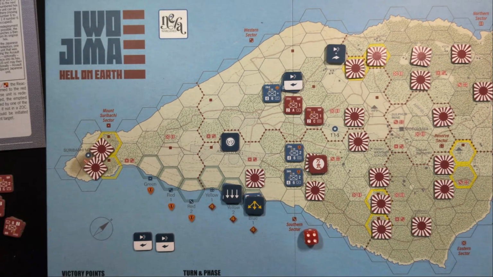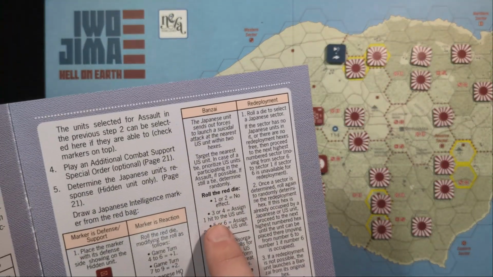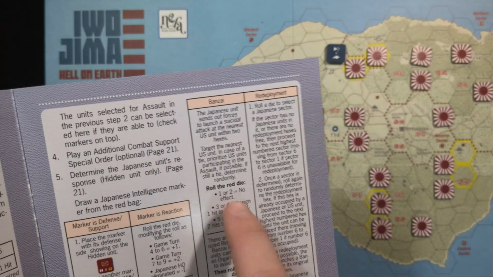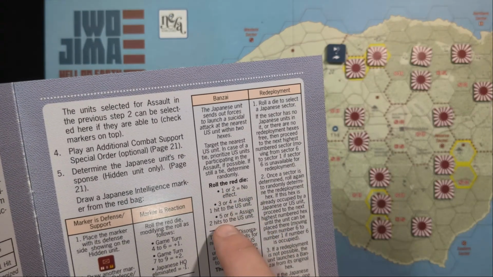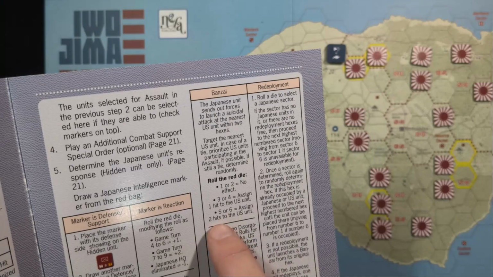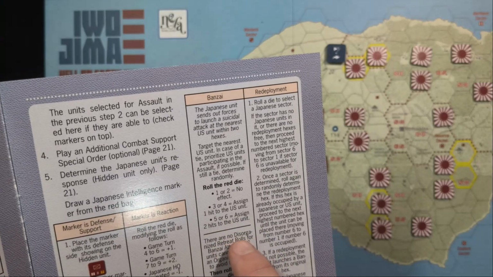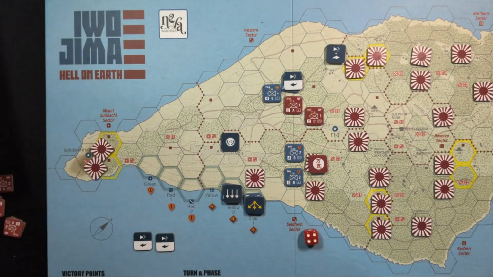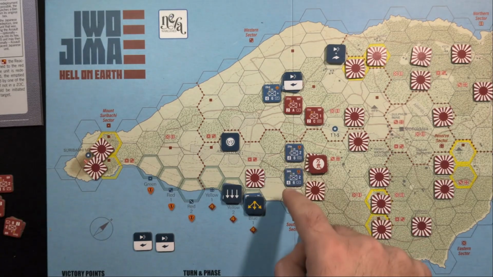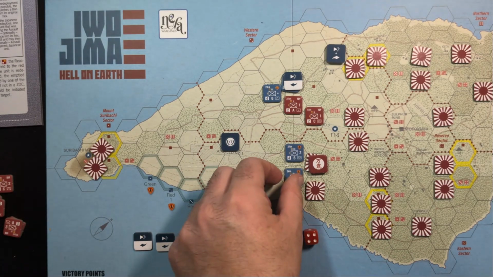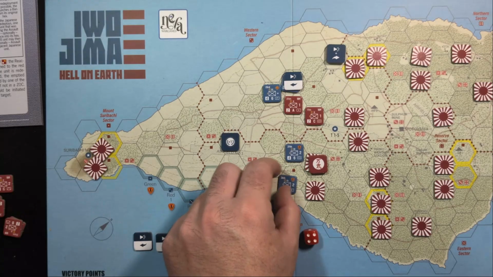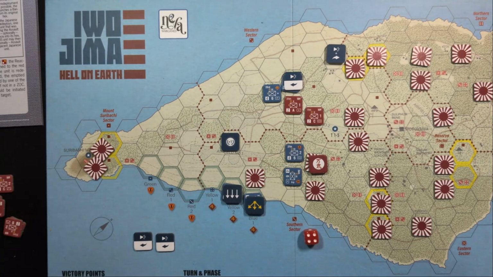It's a 4, and it's indicating to assign 1 hit to the US unit. So 1 or 2 will be no effect, and 5 or 6 assign 2 hits to the US unit. So you need to choose which one is taking 1 hit and indicate it here, taking 1 hit.